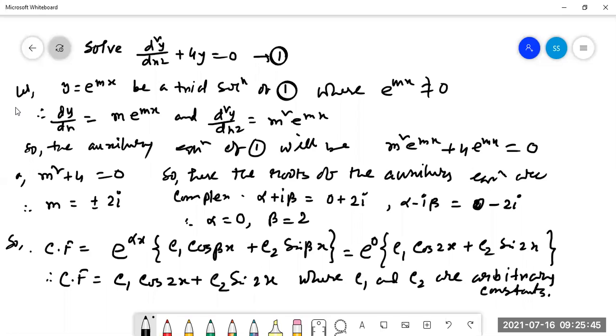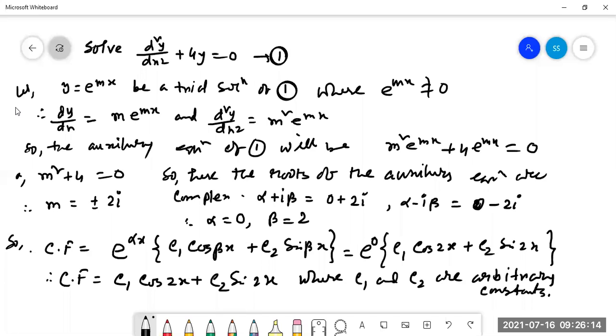So these three rules of CF are given. According to the given question, we have to use these three rules: whether the roots of the auxiliary equations are real and equal, real and distinct, or complex conjugate. According to that, these three formulas will be used. So that's the end of our CF.